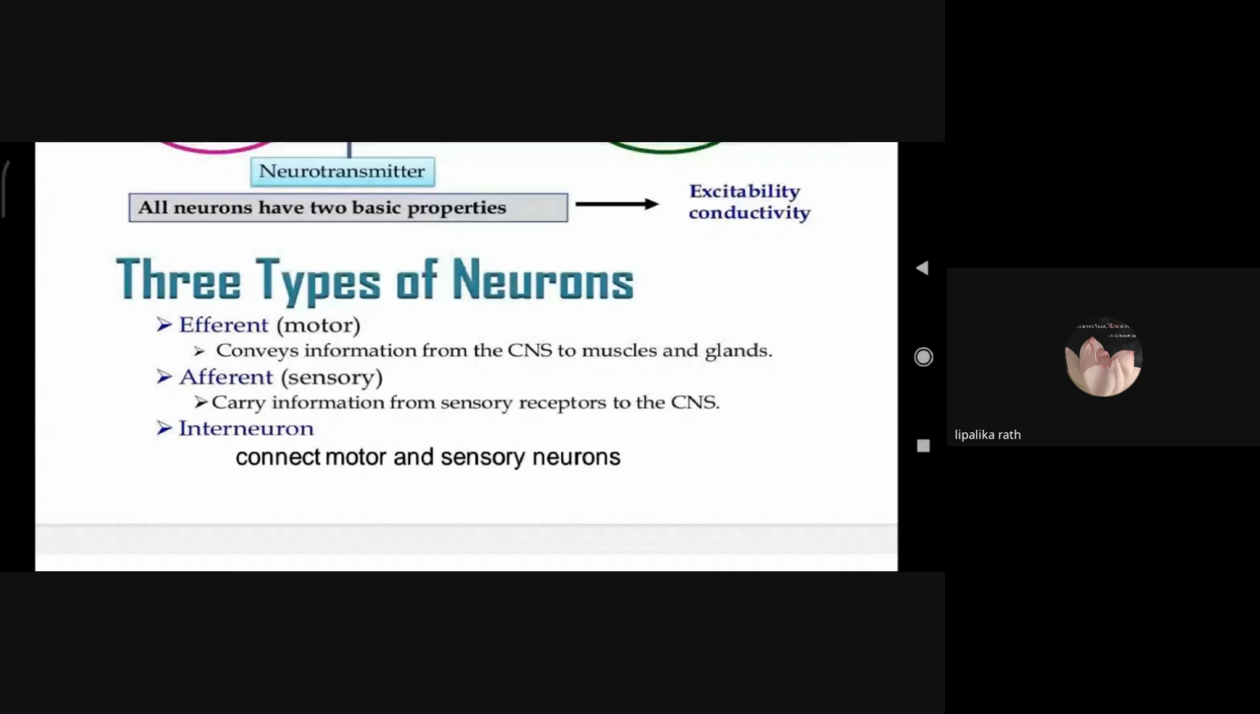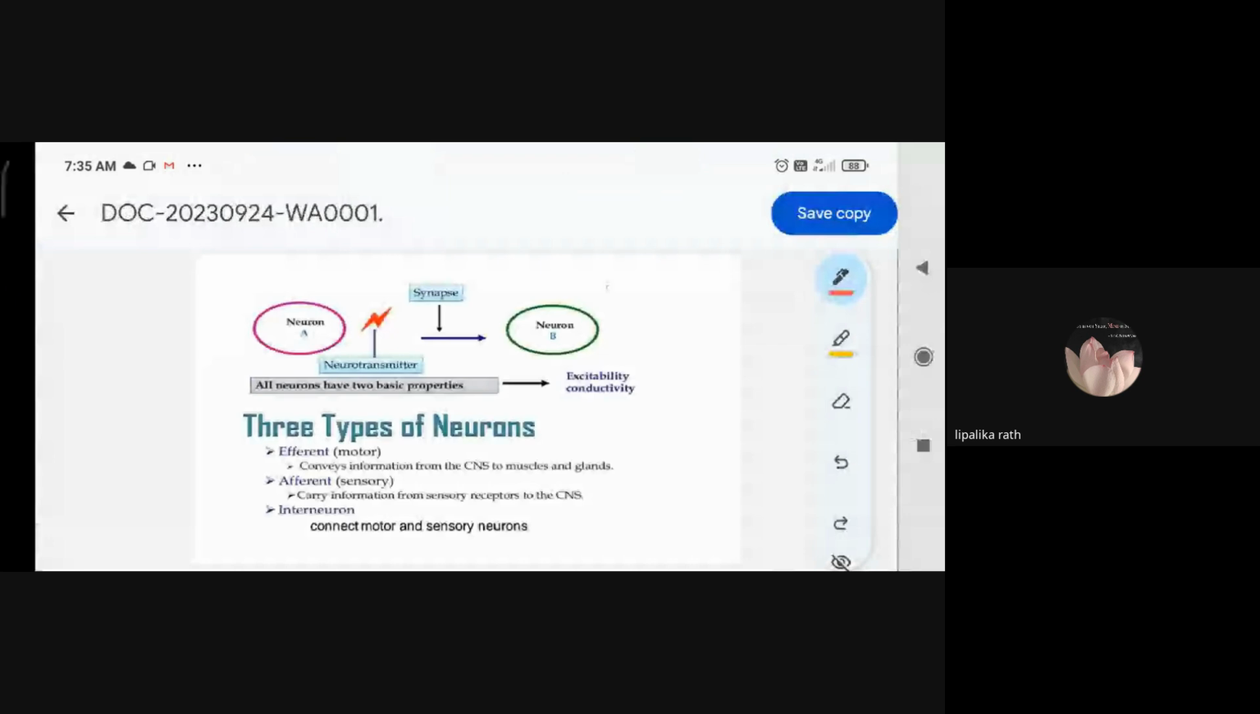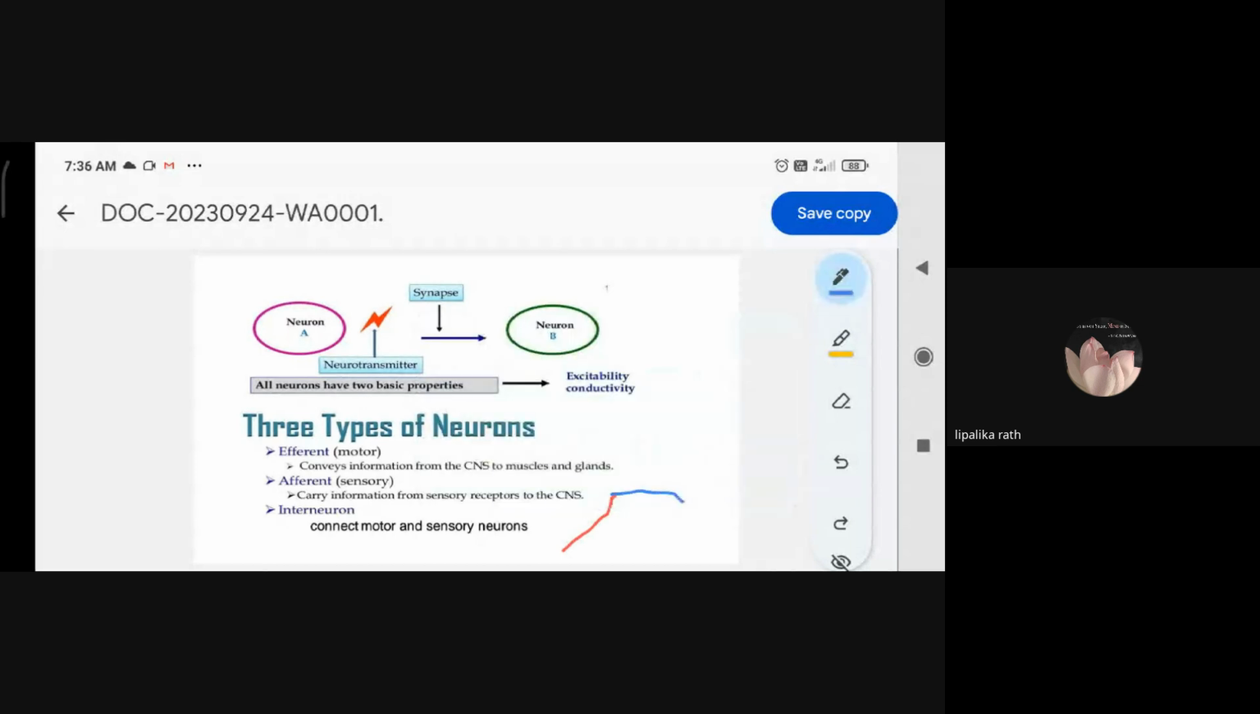Okay. For example, from here, a sensory neuron is going to the CNS. Now, there is an interneuron. Here, it is an interneuron which is taking information from the sensory neuron. Now, again here, this is the motor neuron. So, the interneuron is connecting the sensory and motor neurons.